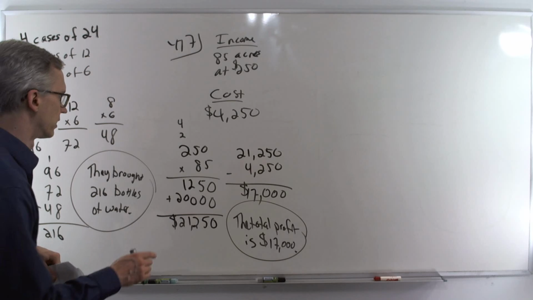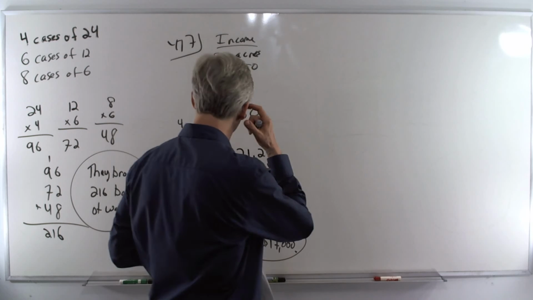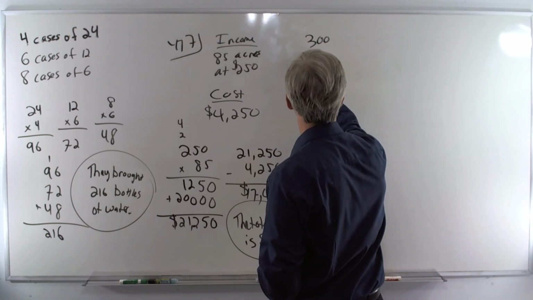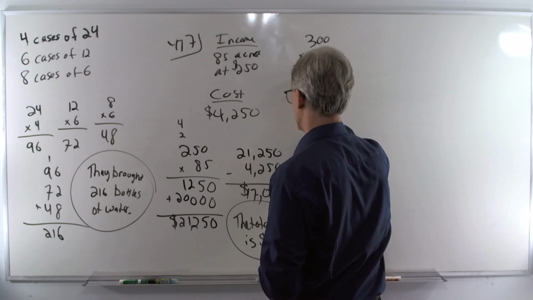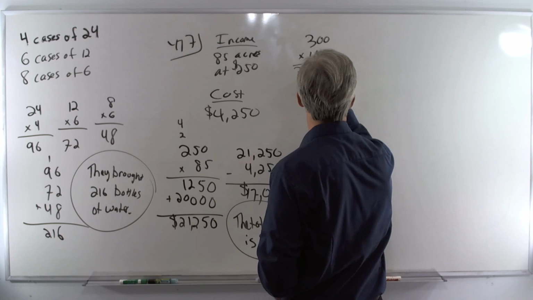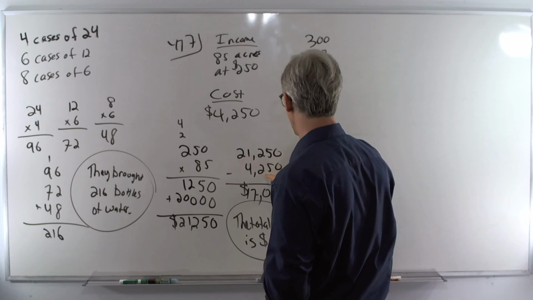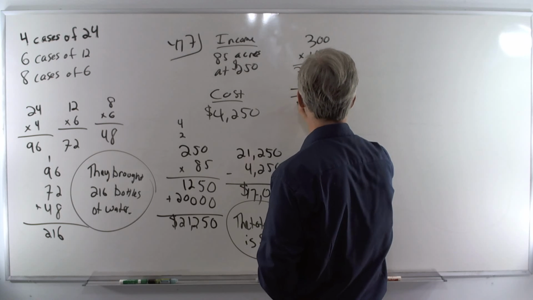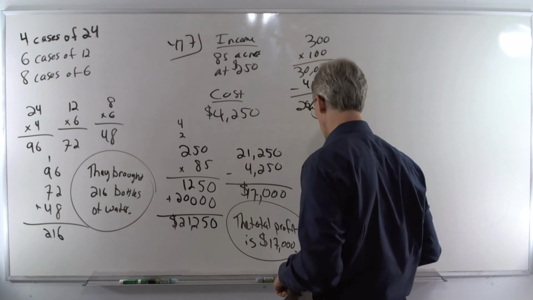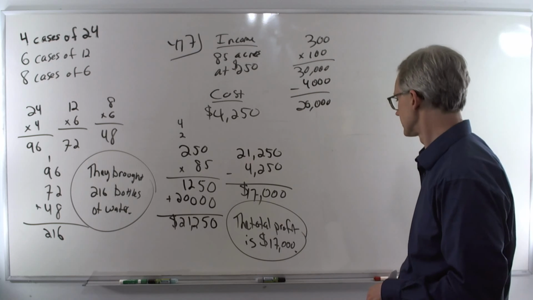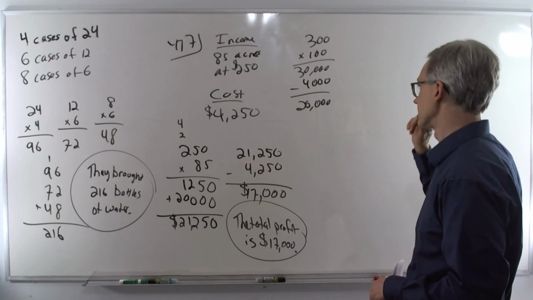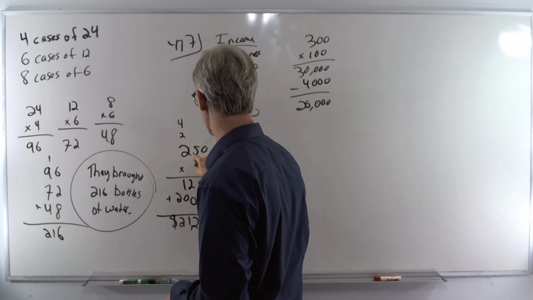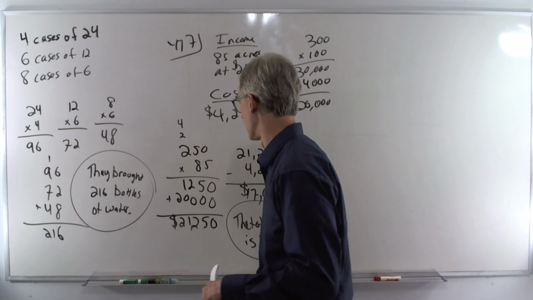All right, let's check. We're going to round these first. 250 rounds to 300, and 85 rounds to 100. Multiply those out, we get 30,000. 4,250 rounds to 4,000. Subtract 4,000 from that, and we get 26,000, which isn't that close, but at least it's not off by an order of magnitude. So if you want to check that a little closer, we could round the 250 to the tens digit instead, and that would get us closer.